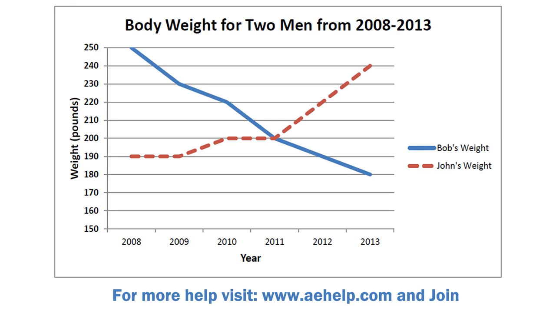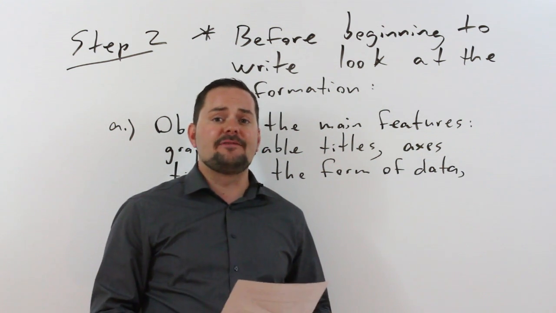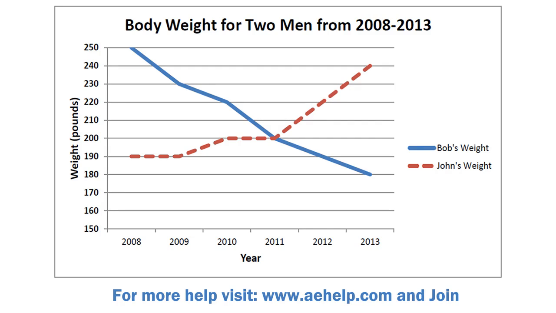When we look at the first line graph, we notice the big bold letters at the top, body weight of 2 men from 2008 to 2013. So this is a 5-6 year period, which is approximately half a decade. Decade is 10 years. The y-axis, so that's the vertical axis going up and down, we see the weight in pounds. It begins at 150 and goes all the way to 250 pounds. Then we look at the x-axis. The x-axis shows the years from 2008 to 2013, showing each year.